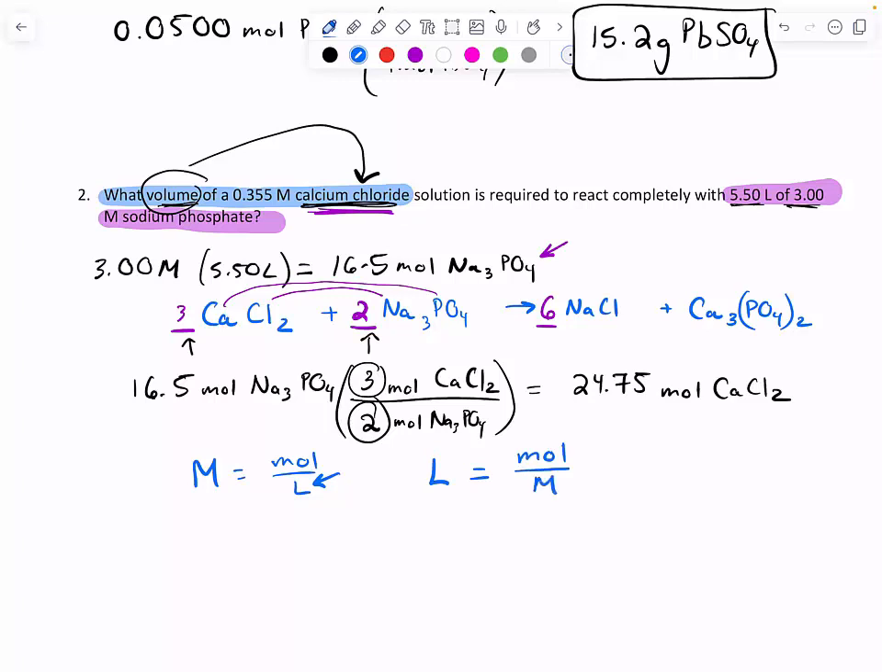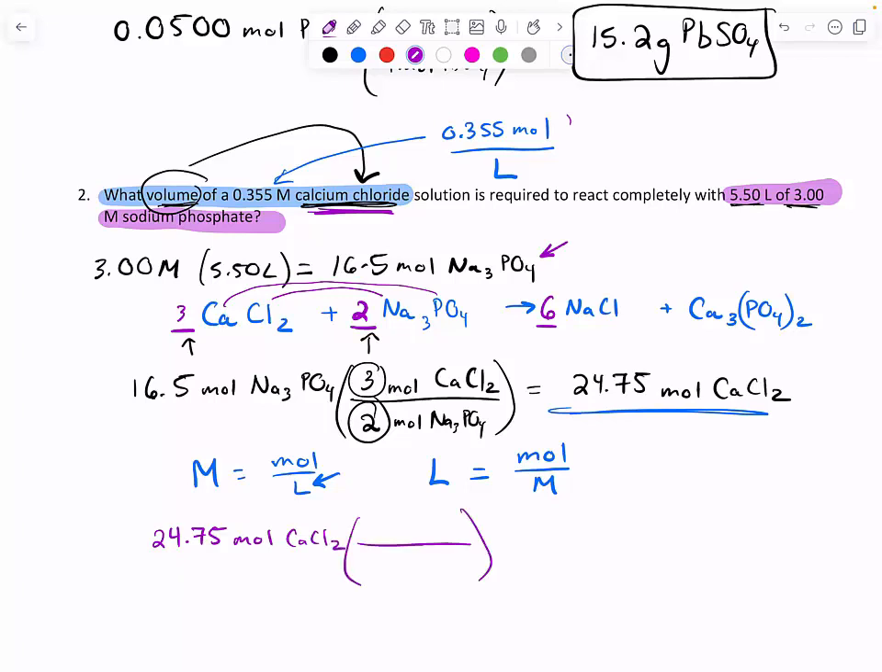Okay, another way you could think about this is you could use molarity as a conversion factor, meaning that 0.355, that's 0.355 moles per every liter. And so if we took our number we just solved for, 24.75 moles of calcium chloride, and we multiply it by the molarity, this value right here, I need my 0.355 moles of calcium chloride to be on bottom, and I need 1 liter on top.